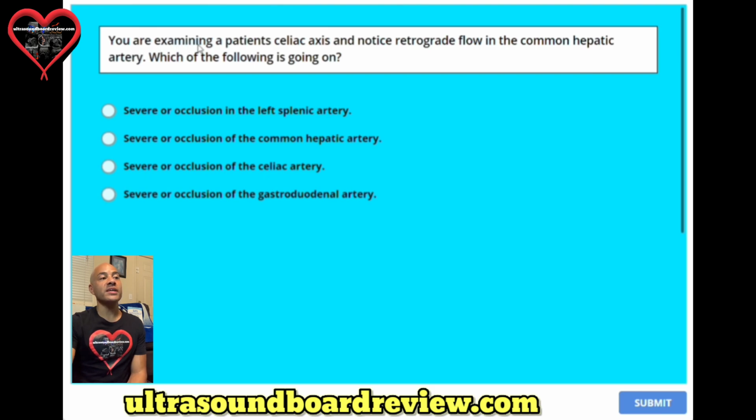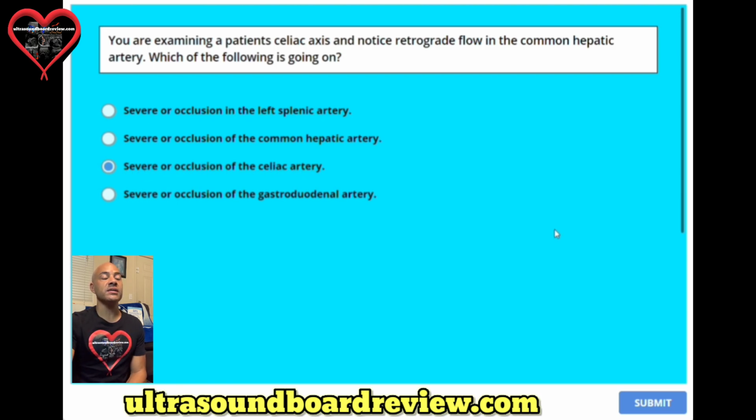Question 66. You are examining a patient's celiac axis and notice retrograde flow in the common hepatic artery. Which of the following is going on? A, severe stenosis or occlusion in the left splenic artery. B, severe stenosis or occlusion of the common hepatic artery. C, severe stenosis or occlusion of the celiac artery. Or D, severe stenosis or occlusion of the gastroduodenal artery. The answer is C, severe stenosis or occlusion of the celiac artery.